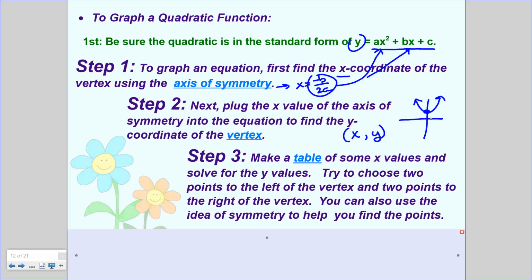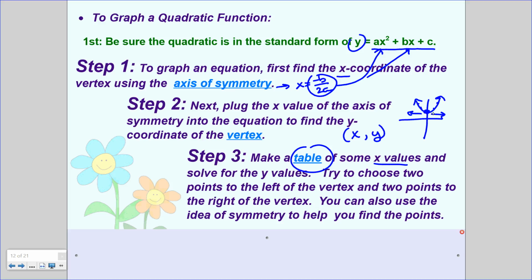Let's say it's opening up. And so then from there, we need to get other points on this parabola. So what we're going to do is make a table of some x values and solve for the y values. What we'll try to do is choose 2 points at least that are to the left of your vertex and 2 x values that would be to the right of your vertex and find those points.